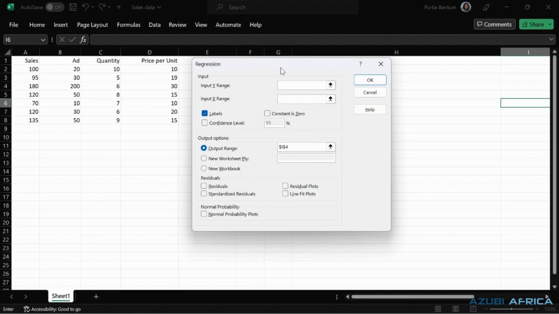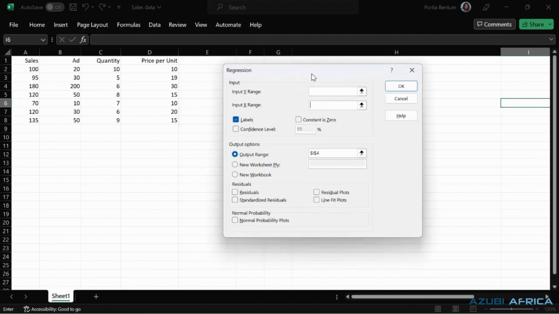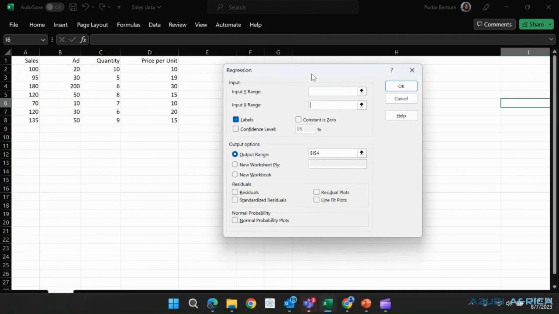We are going to input our Y range, which is the value that we are going to make a prediction for. That is our Y value. From the dataset, we are making a prediction for sales based on advertisement, quantity of the product bought, and then the price per unit of the product. So our Y range will be sales, and our X range will be the other independent variables that help us make predictions for our dependent variable Y, which is the sales.